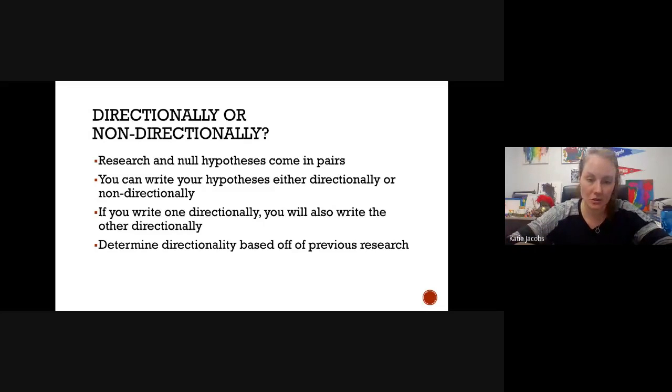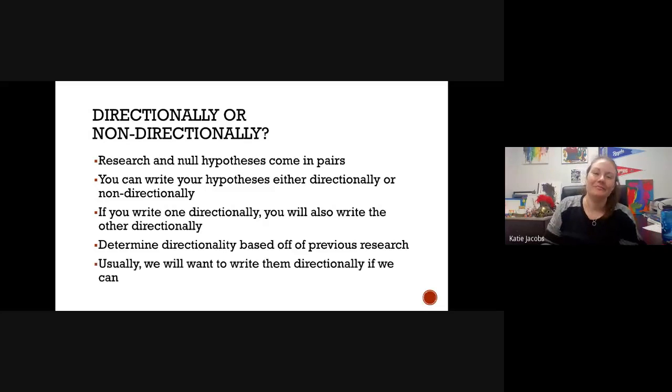So when we have our research question, it'll give us those details. If our research question is saying, is there a significant difference between these two groups? We know that we're not showing any sort of direction in there. We're just saying, is there a difference somewhere? And so that would be non-directional. But if we say that one group is greater than or one group is less than the other group, that's when we write our hypotheses directionally.